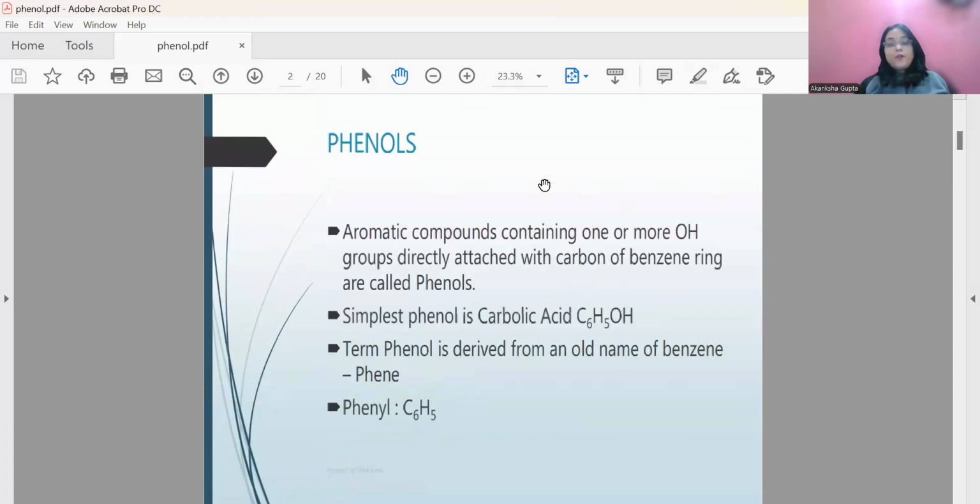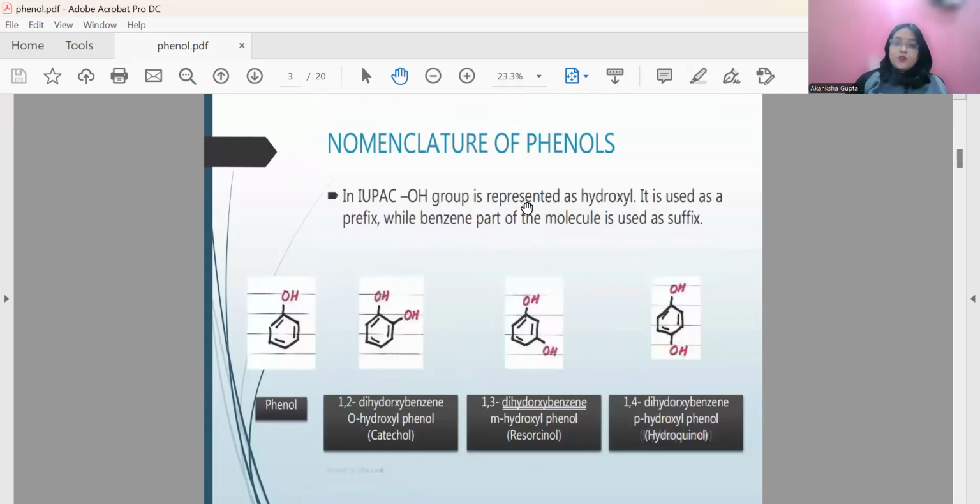So basically, phenol is an aromatic compound having one benzene ring which is directly attached to the OH. The molecular formula for phenol is C6H5OH. Here the phenyl group C6H5 is connected to one OH, so it is called phenol. The suffix -ol is added in IUPAC nomenclature when we have one hydroxy group. So the name given is phenol. So it is the nomenclature of phenol.